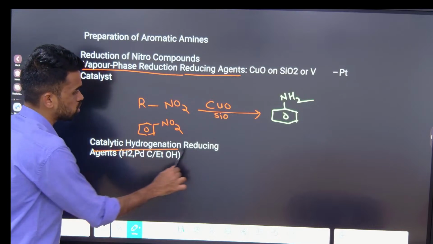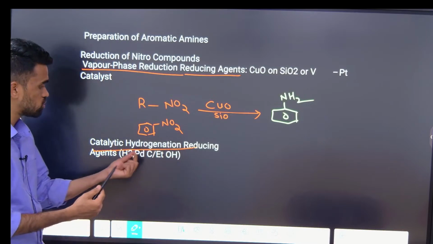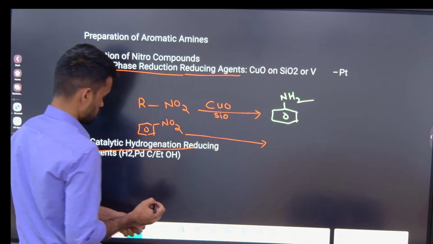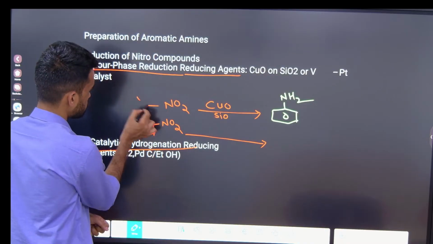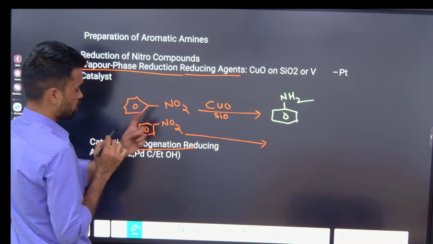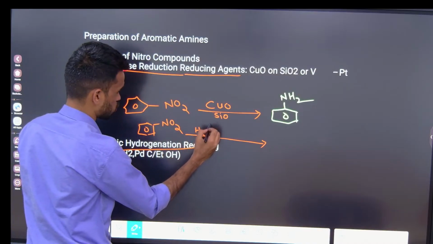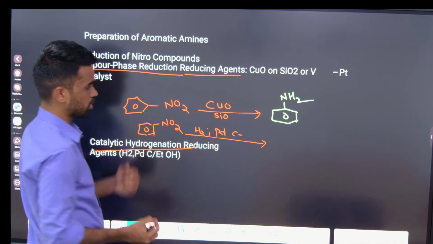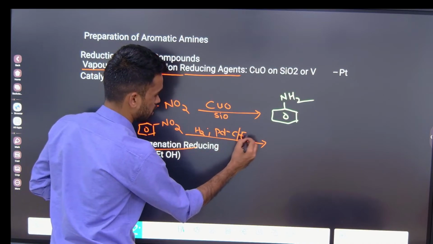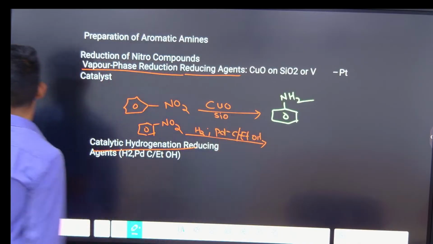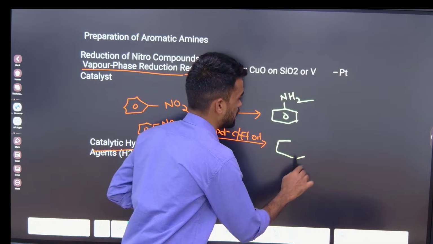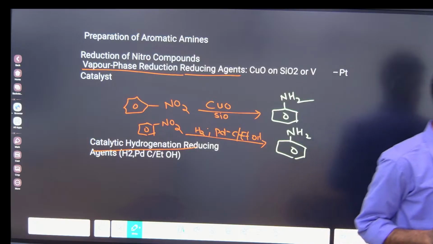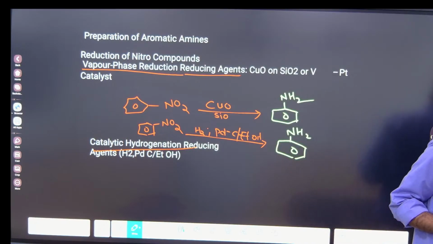Catalytic hydrogenation, that is also hydrogenation, meaning addition of hydrogen only, no? So you can do this same process, and the same product will be formed when you treat this with H2 Pd. Here, like carbon, Pd/C you can take, and ethyl alcohol. So this is also going to give you aniline as a product. These are the two things you can remember for the reduction conversion product.